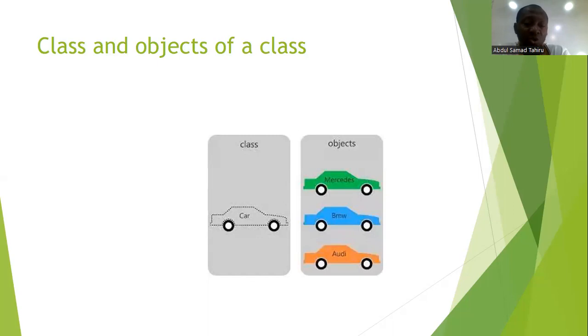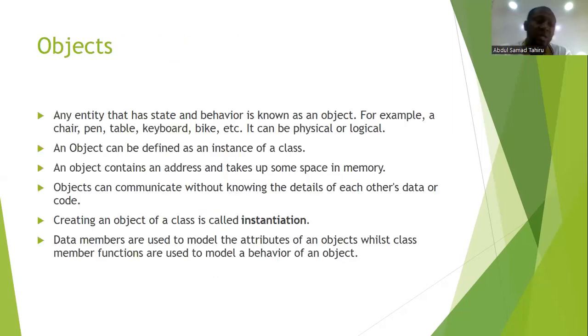Using the class, we are able to make objects out of it. So you can see that we have a Mercedes object, a BMW object, then an Audi object. So what is an object? An object is any entity, just like in the real world, that has state and behavior. The state is the attribute of the object, something that describes the object. And the behavior is what the object can do.